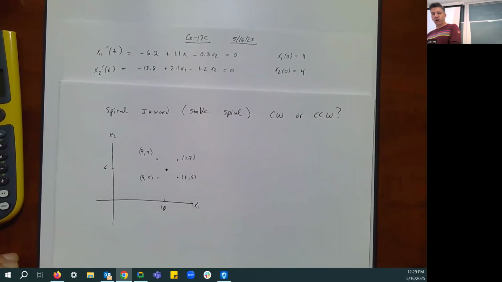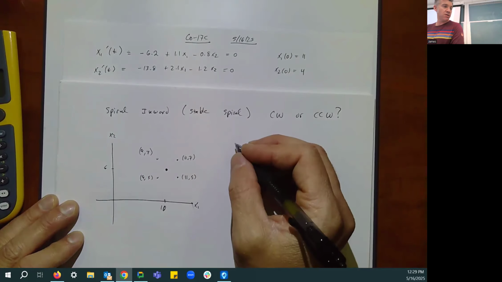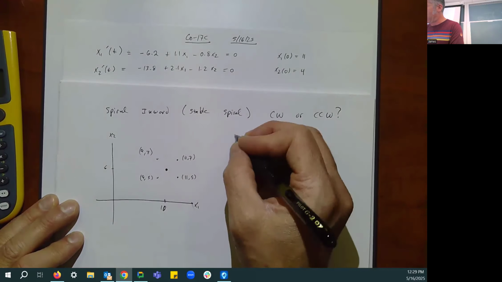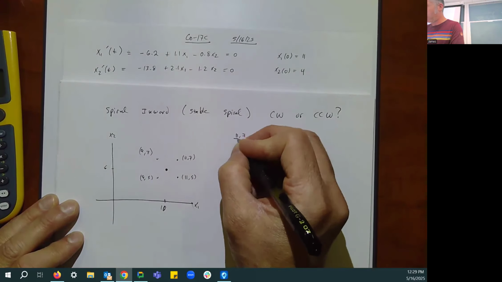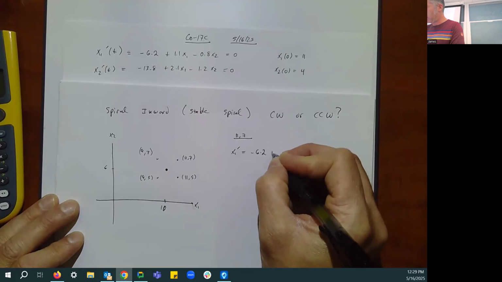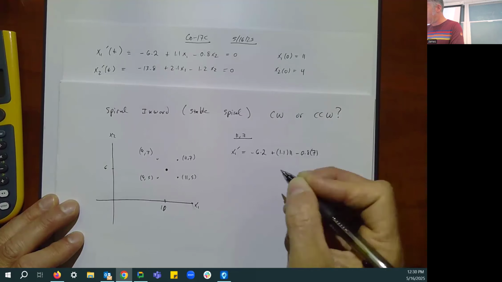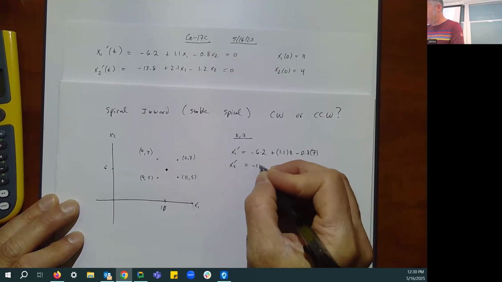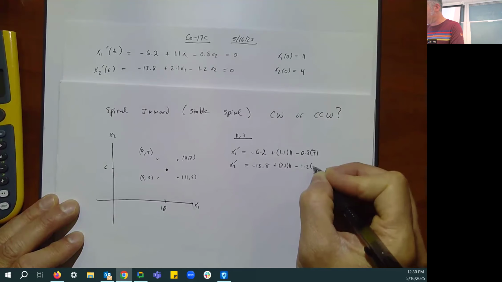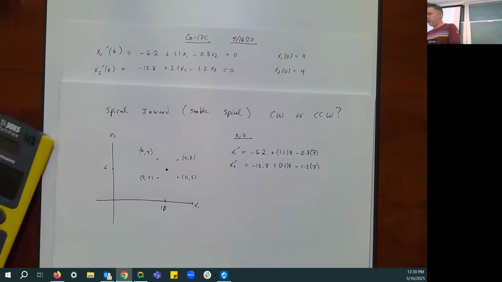Okay, it's going to be a little bit gross. This is a lot of work. So plugging in 11 comma 7, we get x1 prime equal to negative 6.2 plus 1.1 times 11 minus 0.8 times 7. And the derivative of x2 is negative 13.8 plus 2.1 times 11 minus 1.2 times 7. Time for a calculator, I think.